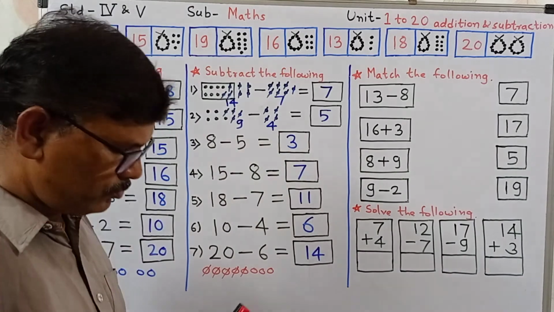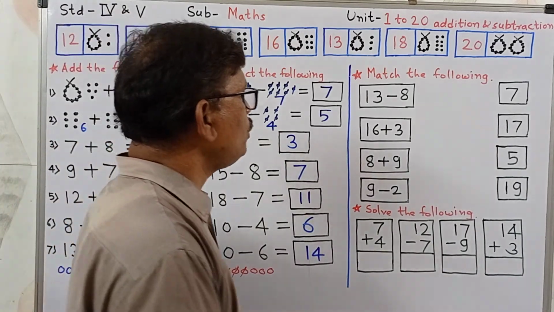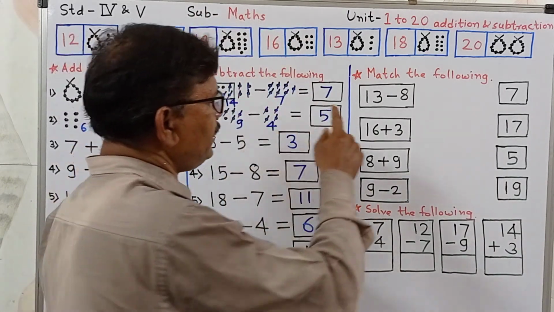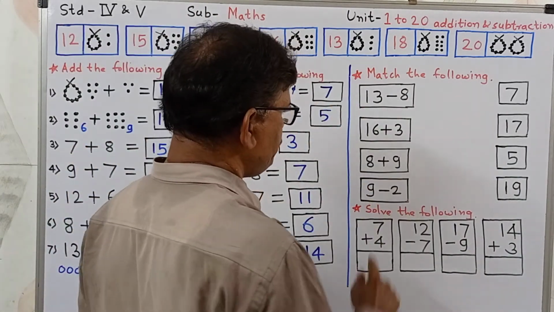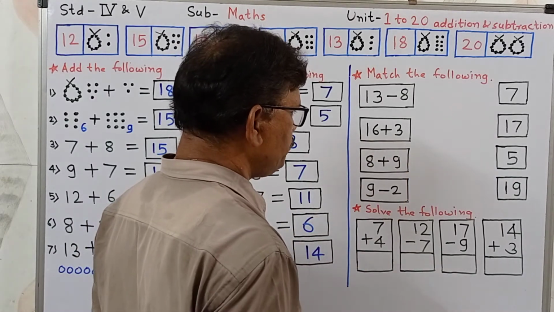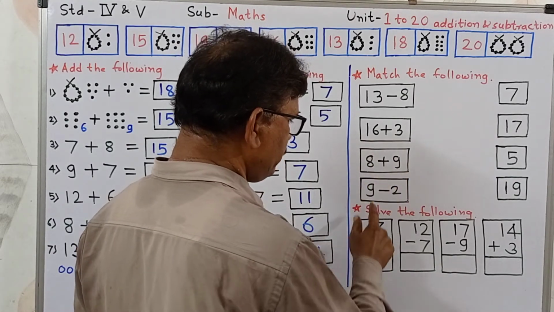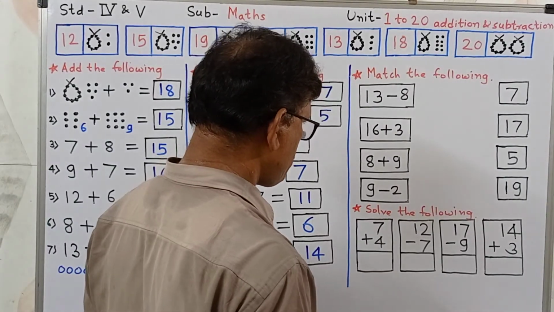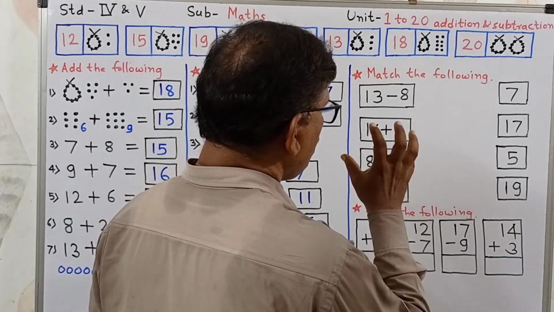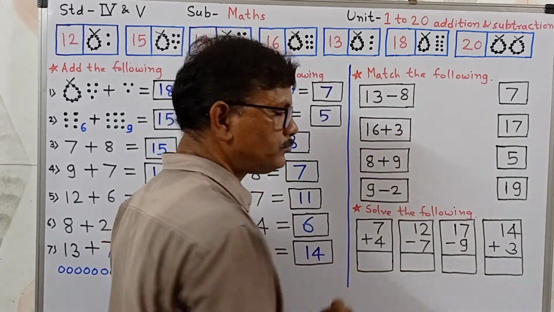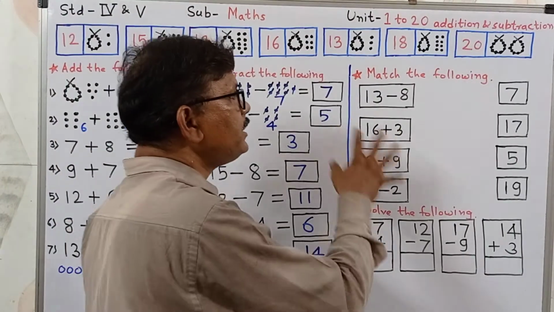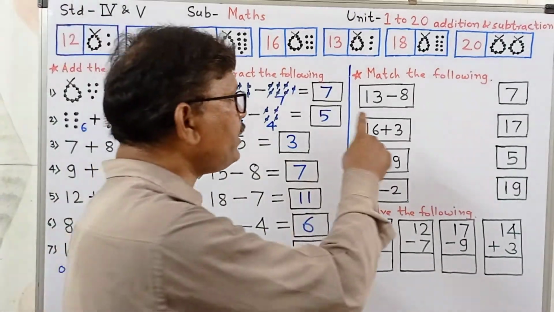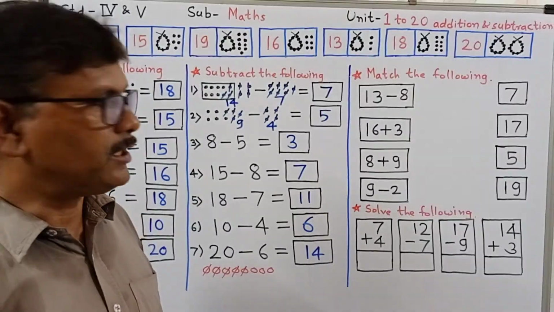Understood? Very good. Now, the next one, match the following. Here is subtraction, here addition, here also addition, here subtraction. So first we find out the answers of these additions and subtractions, and then we match the numbers.